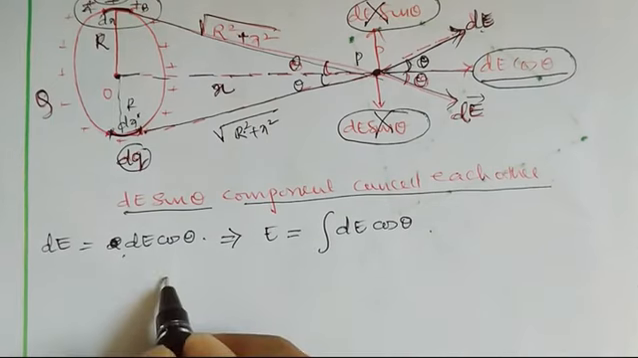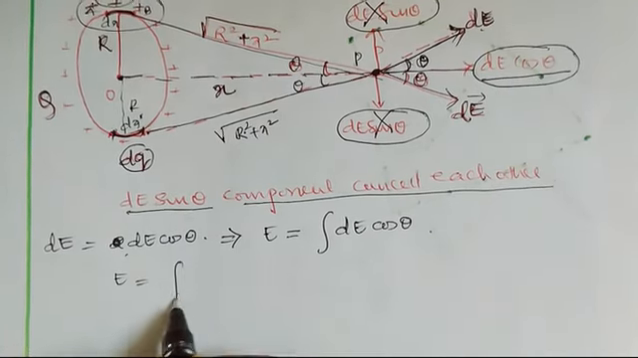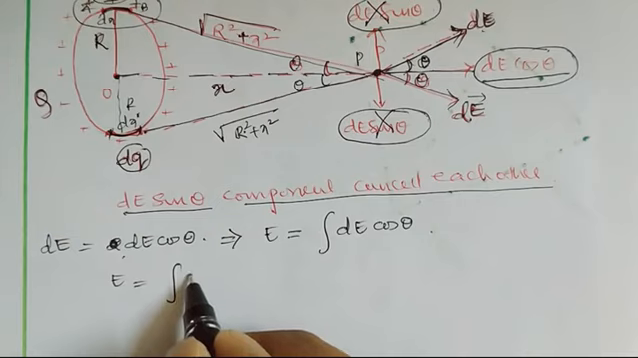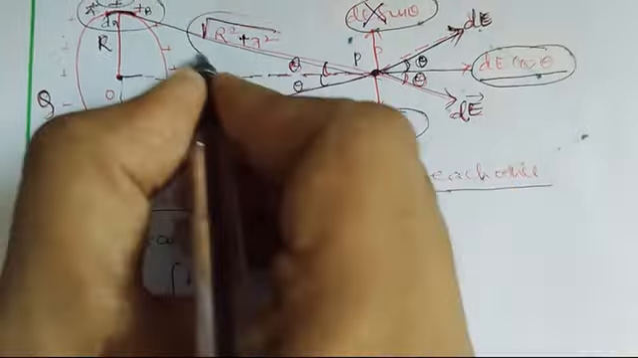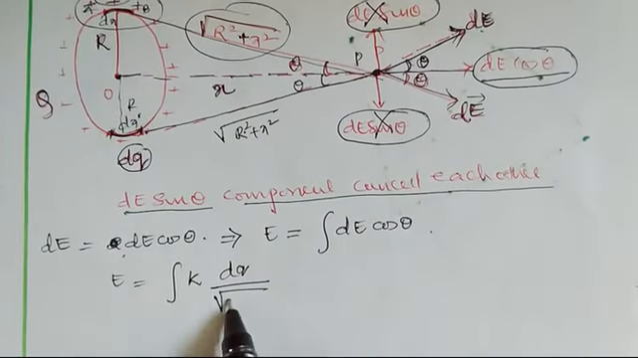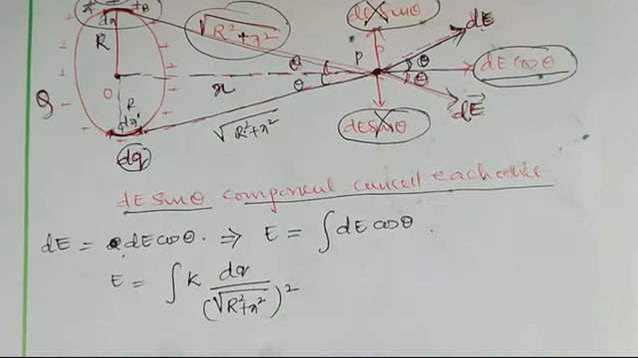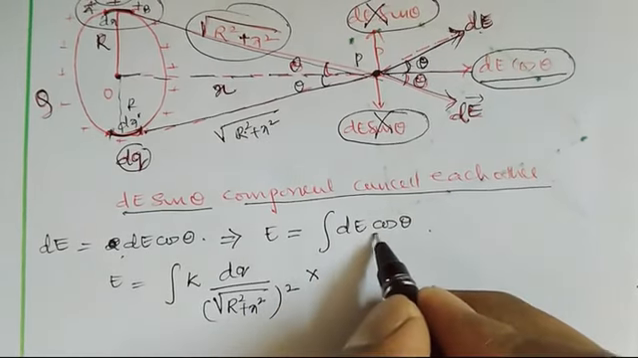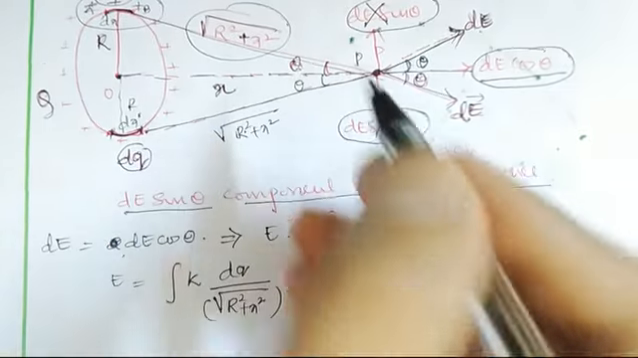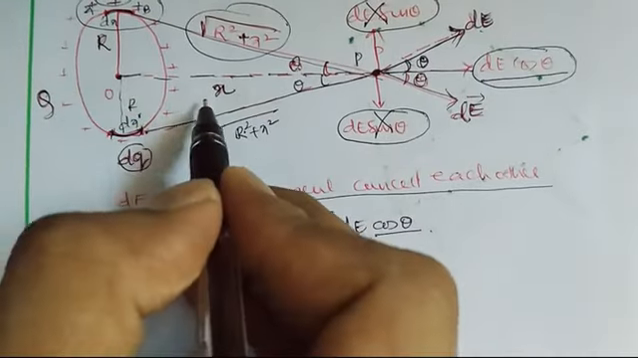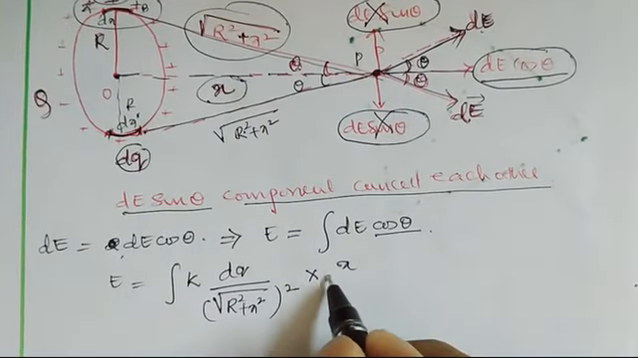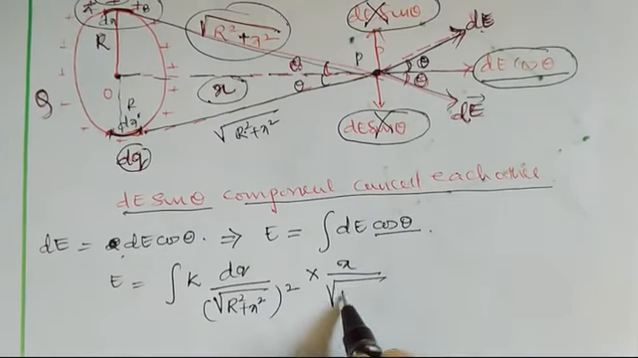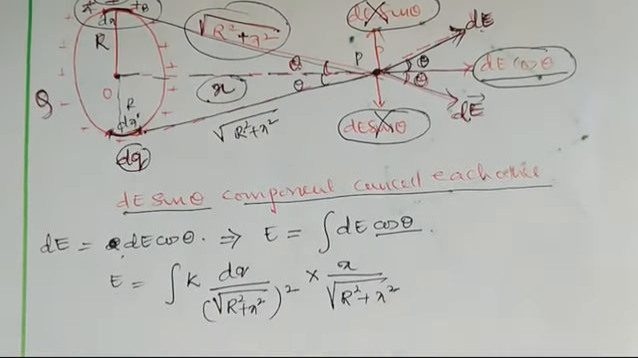Now I will substitute the value of dE inside the integration. What is the value of dE? K dq divided by the perpendicular distance squared. The distance is under root R square plus x square, whole square, into cos theta. Now what is the value of cos theta? Cos theta is base by hypotenuse. The base is x, the hypotenuse is that one. So x divided by under root R square plus x square.